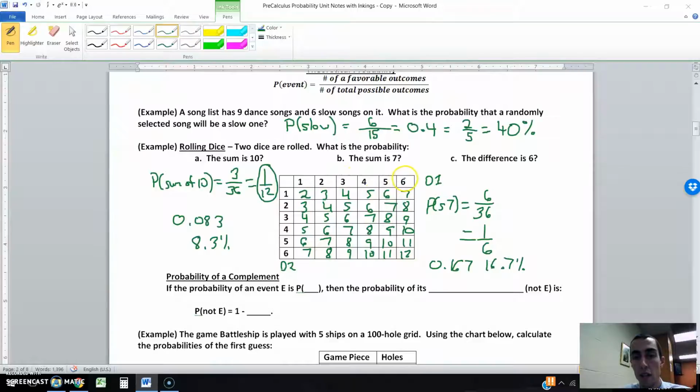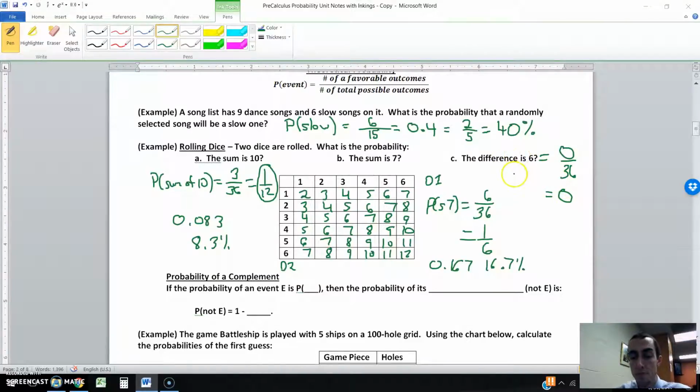Now if I look at die 1, the biggest obviously that you can have is a 6, and the smallest that you can have on the other die is a 1. The difference between those numbers is 5. So the greatest difference is 5. As a result, it's impossible to have a difference of 6. So that probability would be 0 out of 36, which would be, as a decimal or a percent, 0 or 0%.